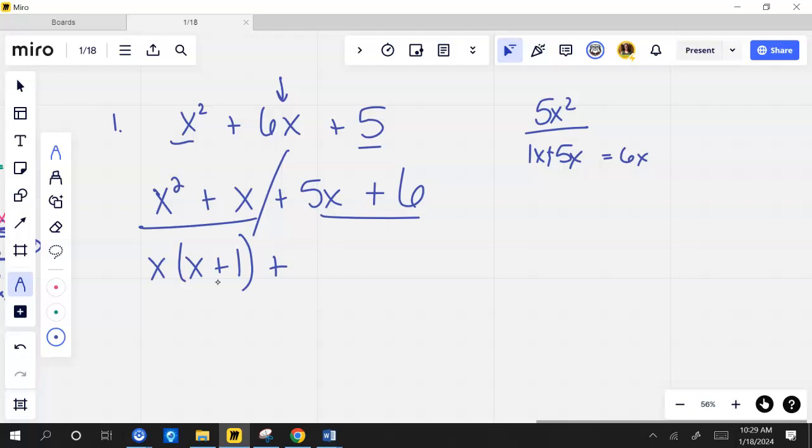All right, how about the second two? What can I take out of that? 1. Somebody said 1. Right? Because there's not a GCF. There's nothing that I can divide 5 and 6 by without a remainder. So it's 1. What's left when I do that?